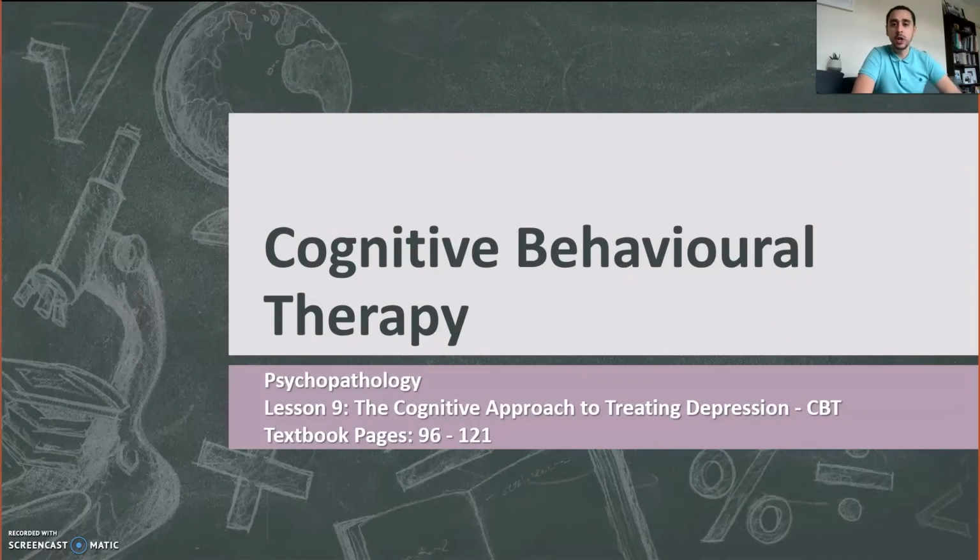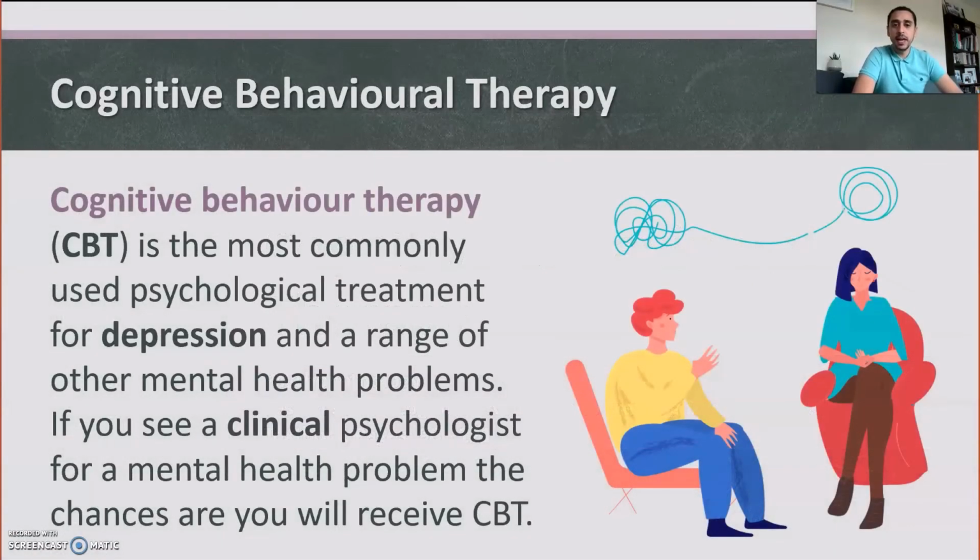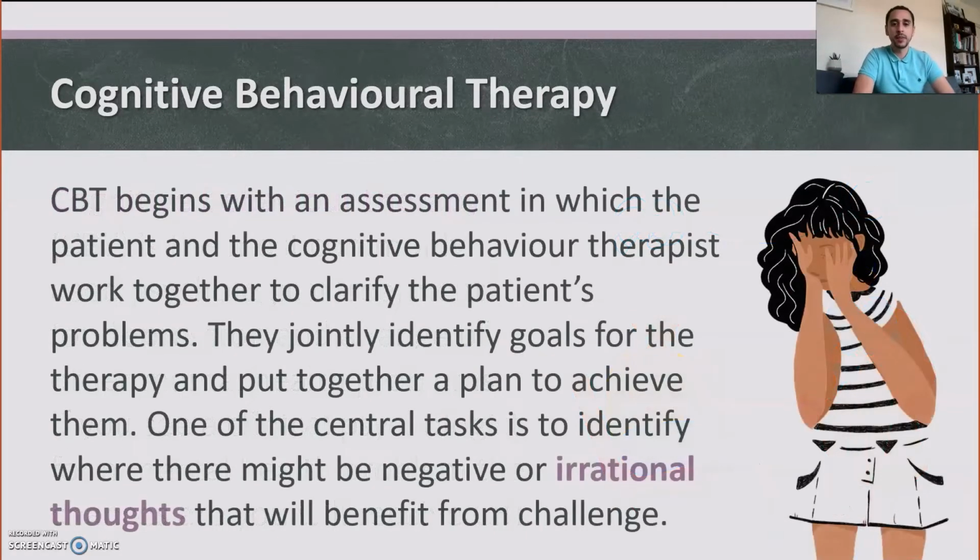Right, CBT, cognitive behavioral therapy, is the most commonly used psychological treatment for depression and a range of other mental health problems. If you see a clinical psychologist for a mental health problem, the chances are you will receive cognitive behavioral therapy. Now, cognitive behavioral therapy has been found to be relatively effective. It's not effective for everyone, but on the whole it is found to be quite useful. Now, CBT begins with an assessment in which the therapist and the patient work together to clarify the patient's problems. They jointly identify goals for the therapy and put together a plan to achieve them.